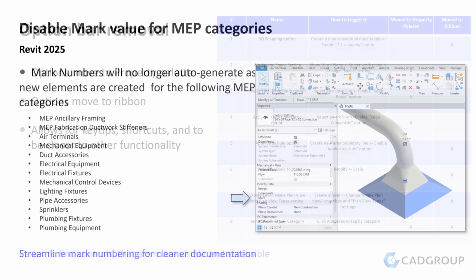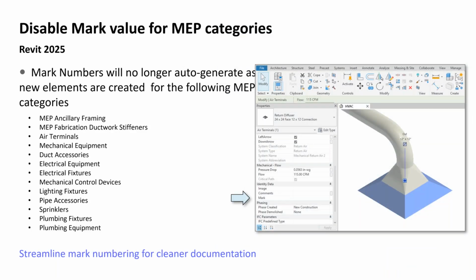So disable mark value for MEP categories. Mark numbers found in the properties will no longer auto-generate as new elements are created. So the bottom line is streamlined mark numbering for cleaner documents.